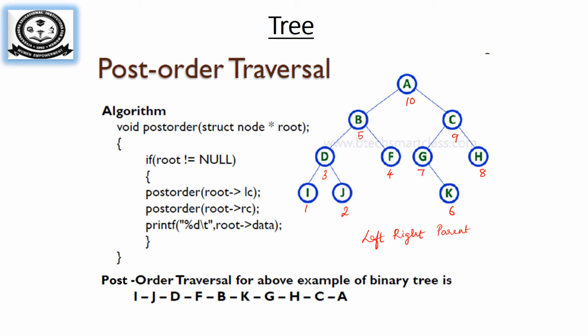Now both the children of C are printed, so now we can print the parent node C. Now C is printed. You can see both the children of A, B and C, are printed. So finally I will print node A. So the final post-order traversal is I, J, D, F, B, K, G, H, C, A.